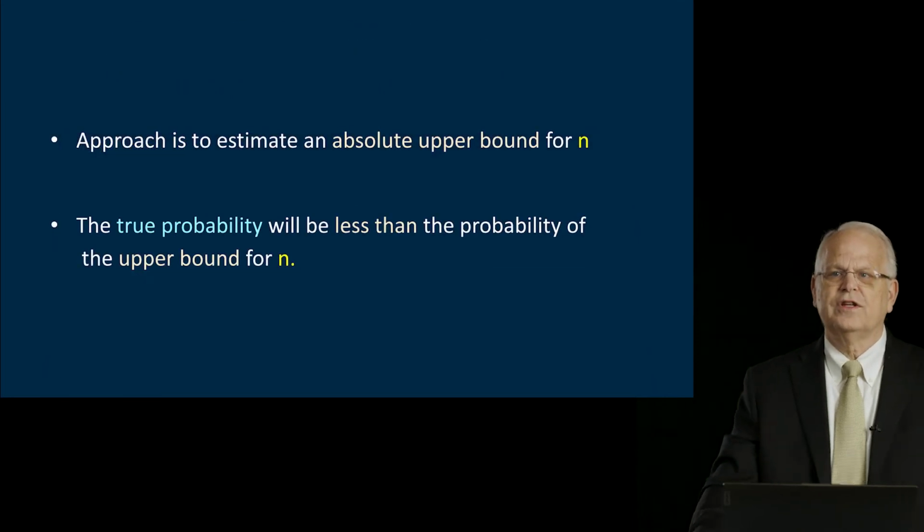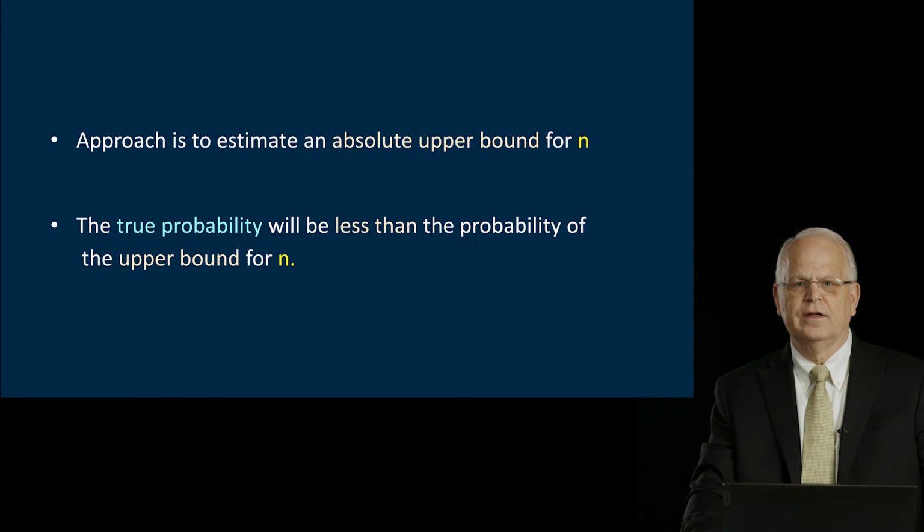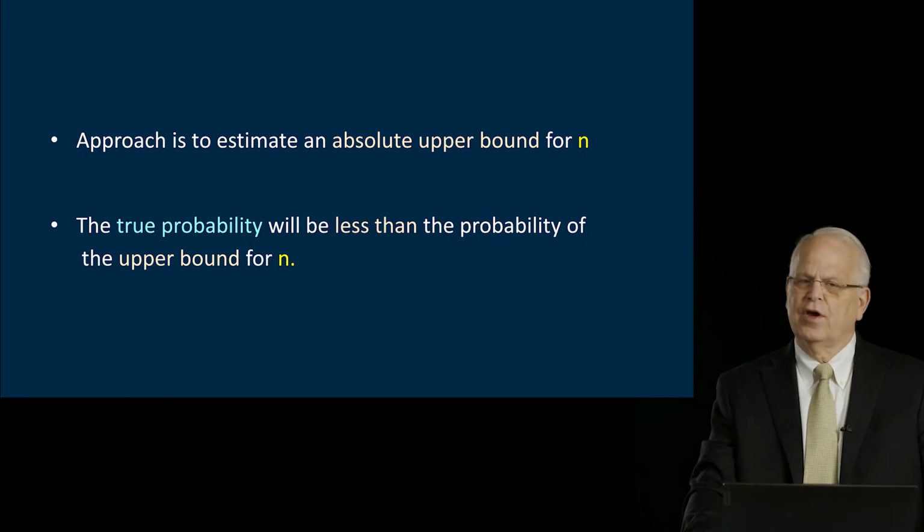Now, the approach is to estimate an upper bound for n. The true probability will be less than the probability at the upper bound for n. What do I mean by that? It's essentially saying that if you can't do something in 5 tries, you can't do it in 2 tries. So if we take an upper bound on the number of tries and that doesn't work, then fewer tries certainly will not work.